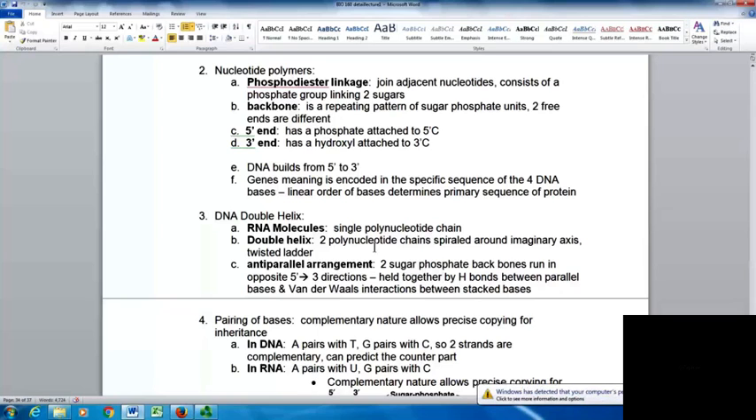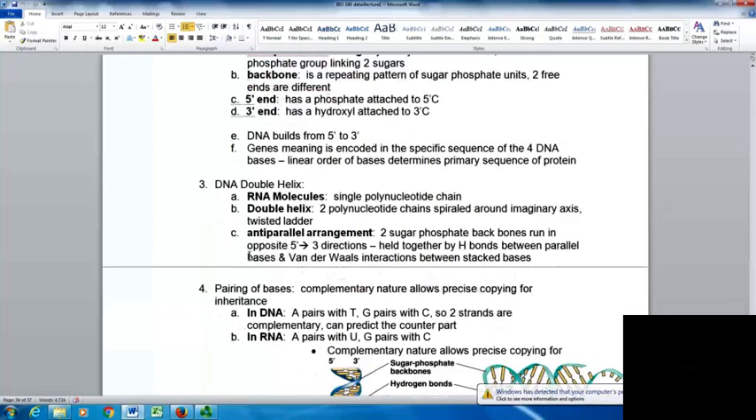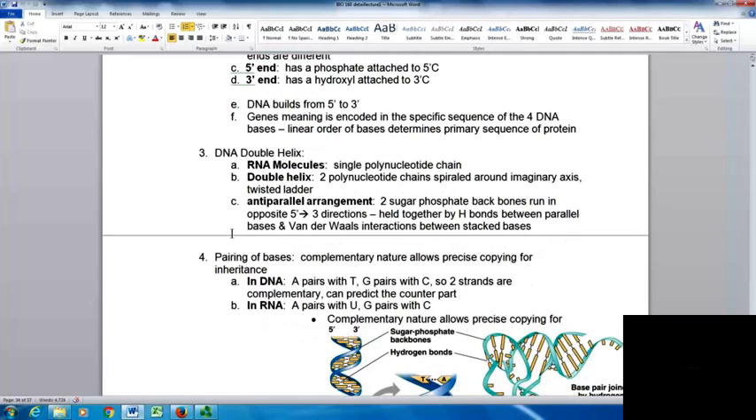DNA is in the shape of a double helix. It has 2 polynucleotide chains spiraled around an imaginary axis. It looks like a twisted ladder. RNA molecules are single polynucleotide chains. In your double helix, the strands have an anti-parallel arrangement, so the 2 sugar-phosphate backbones run in opposite 5' to 3' directions.